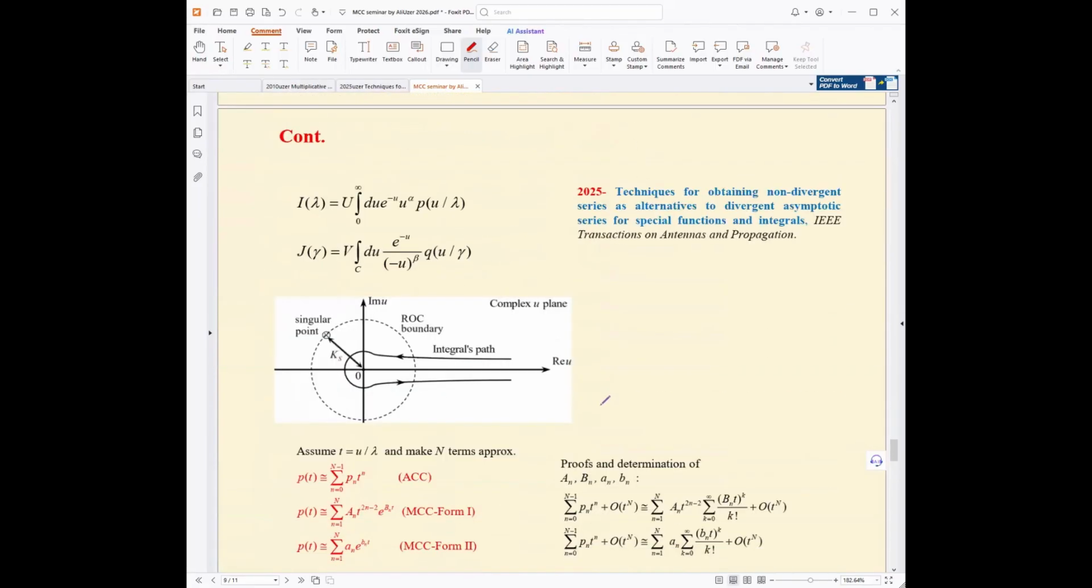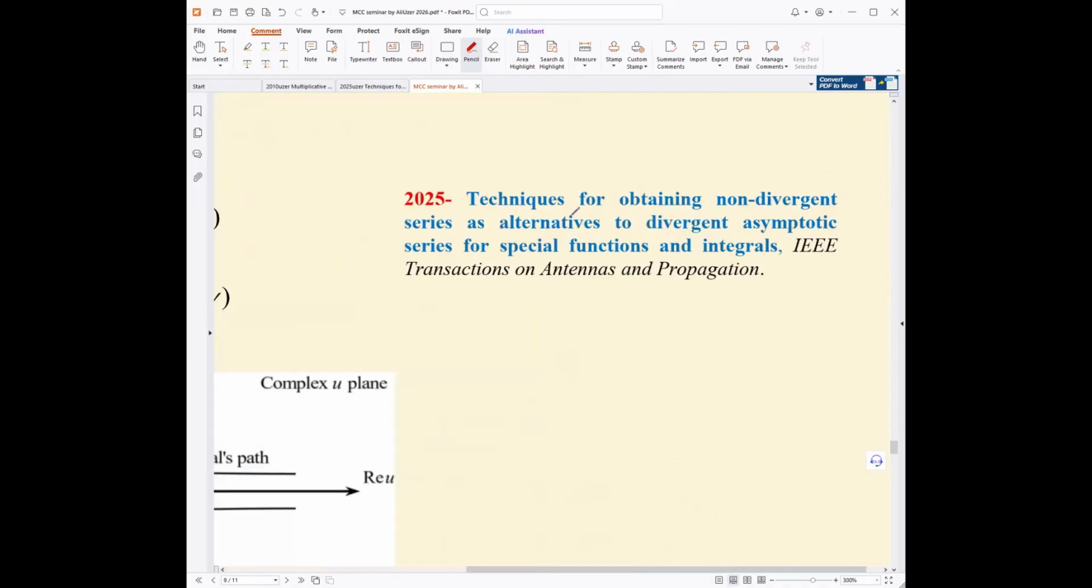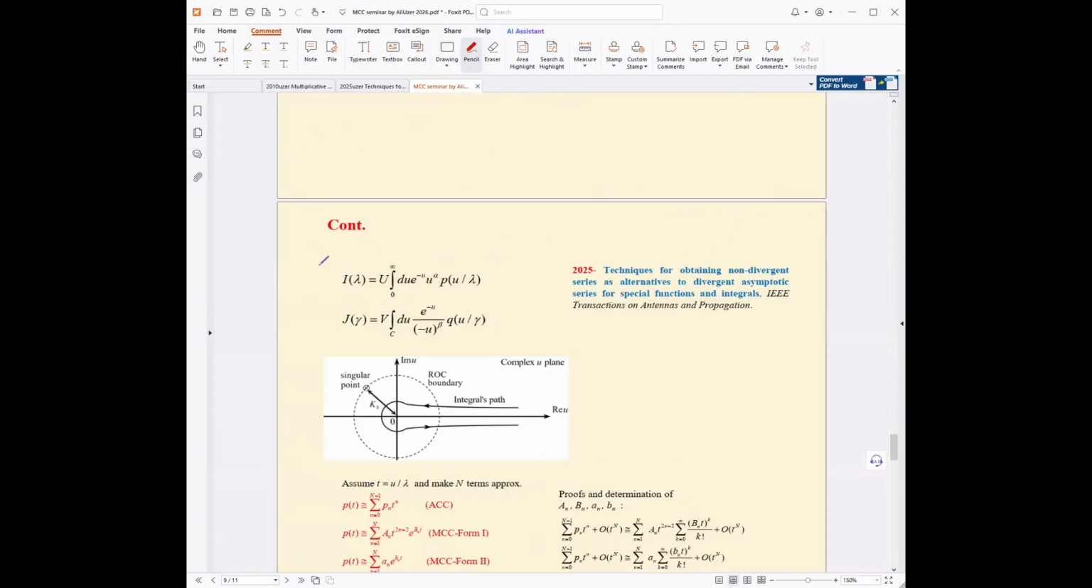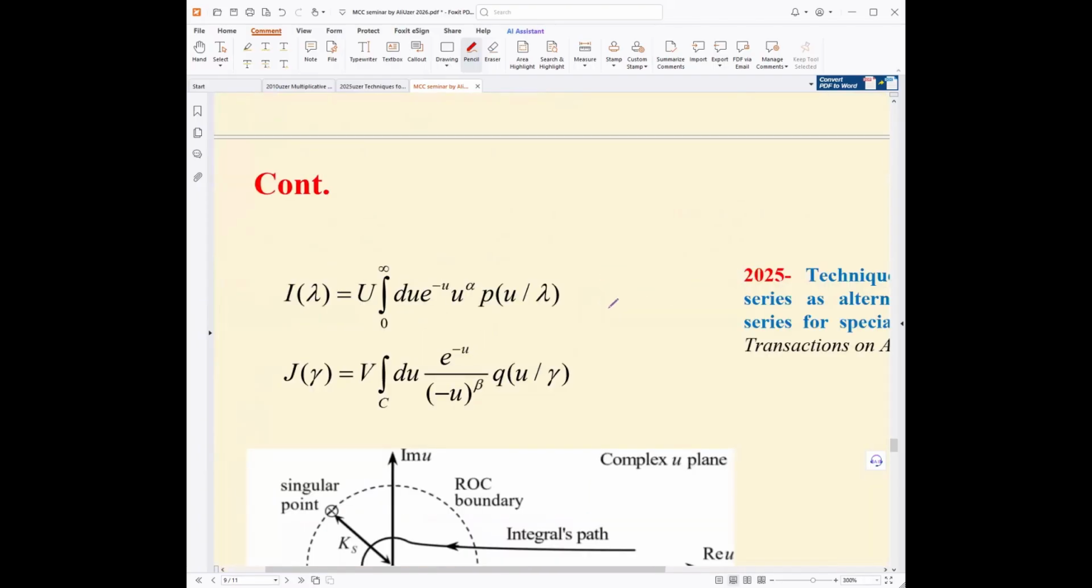And finally, last year in September, I published this paper, Techniques for Obtaining Non-Divergent Series as Alternatives to Divergent Asymptotic Series for Special Functions and Integrals. Again, published in IEEE Transactions on Antennas and Propagation. In this paper, I considered evaluations of these two types of integrals. One of them is a line integral, I mean, an integral along the real axis. And the other, with subscript C, means a contour integral.